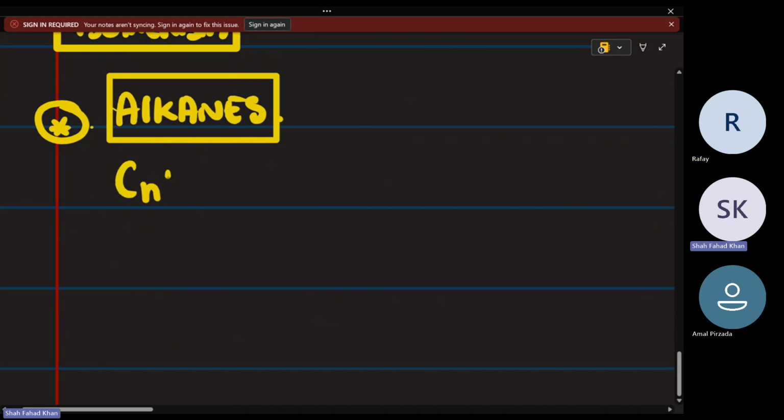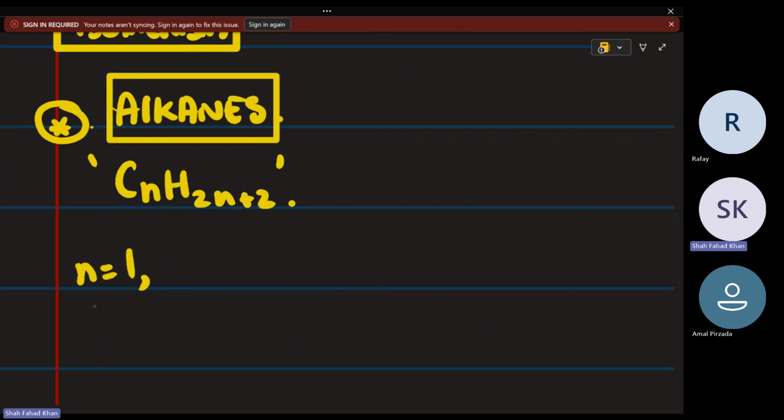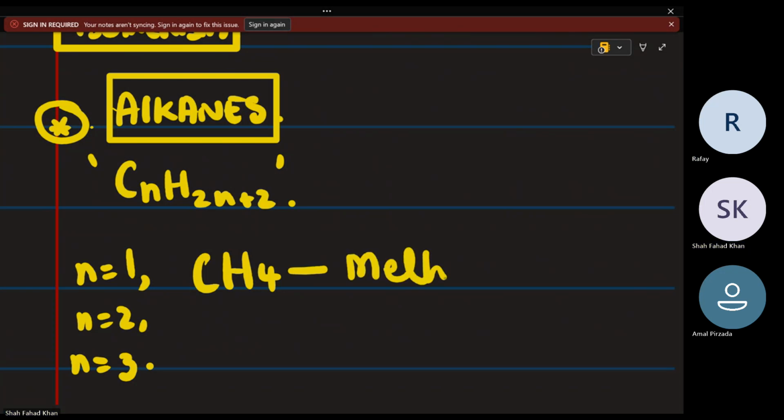What is the general formula of alkanes? CnH2n+2 is the general formula of alkanes, meaning if you put in the integer n as 1, 2, 3 or 4, you'll keep generating more and more compounds of the alkane homologous series. When the value of n is 1, it becomes CH4, and a one carbon alkane is called methane. Does that make sense?